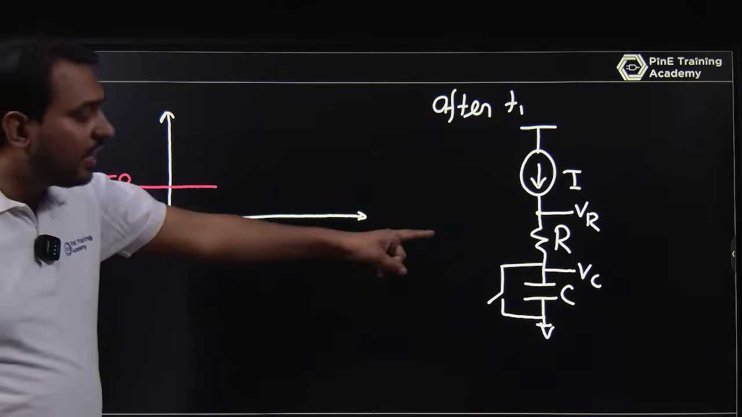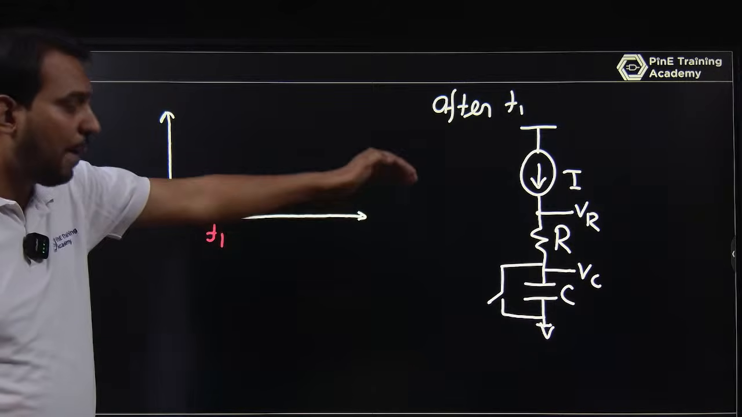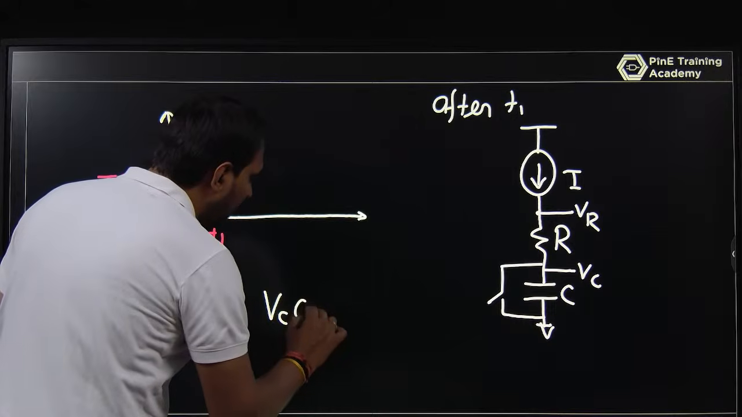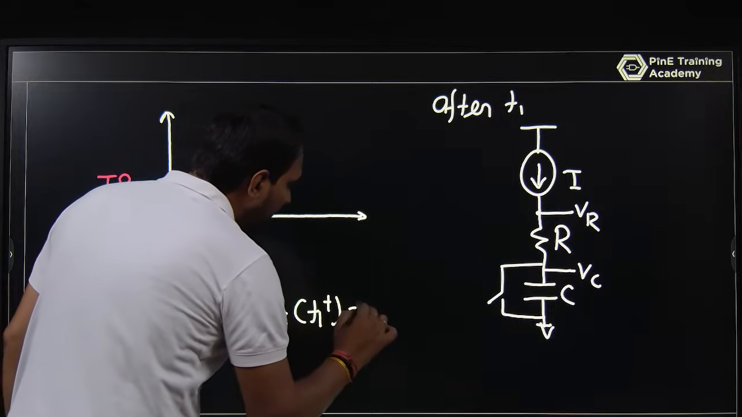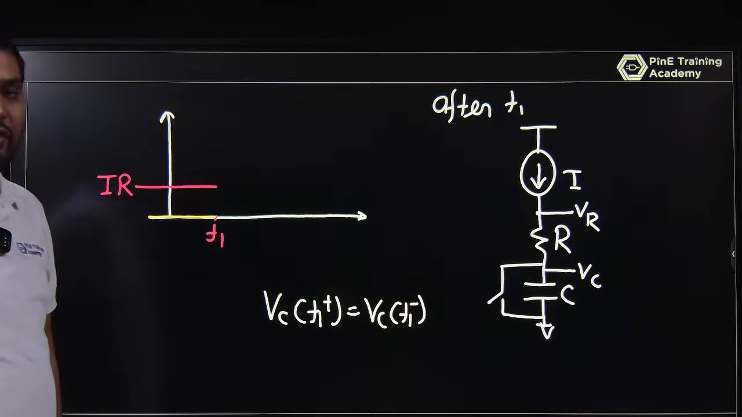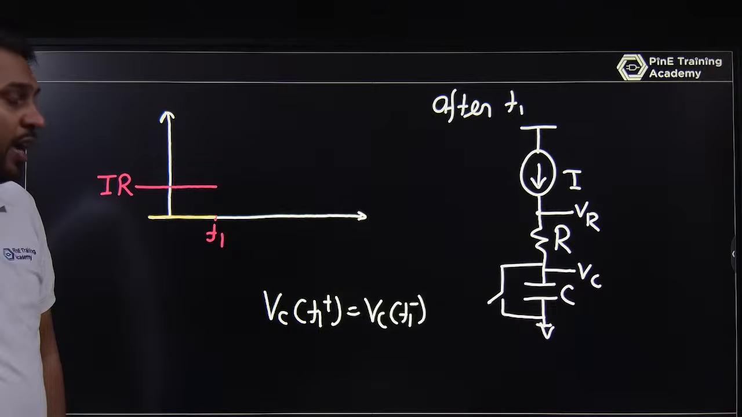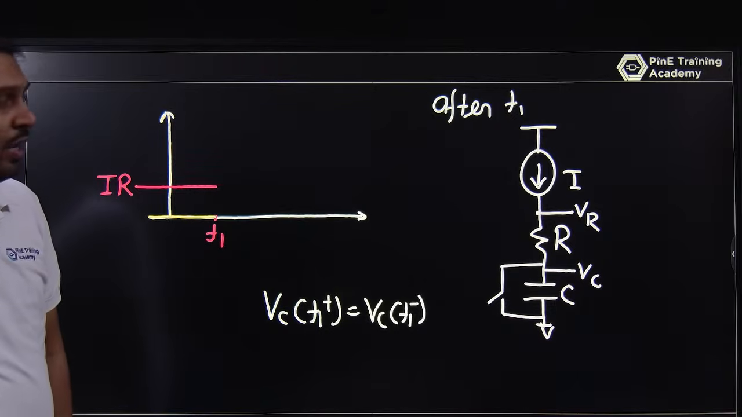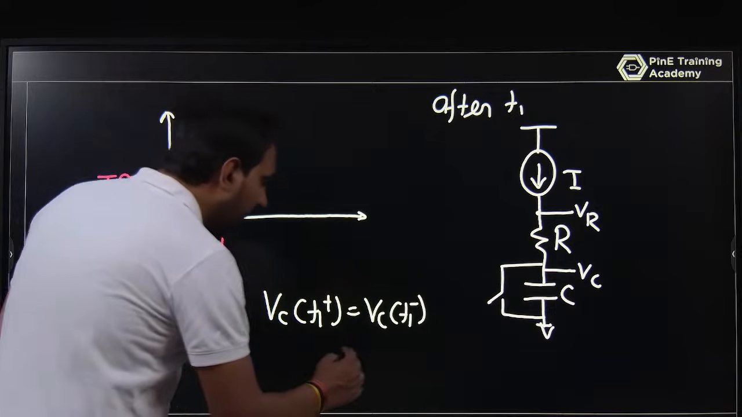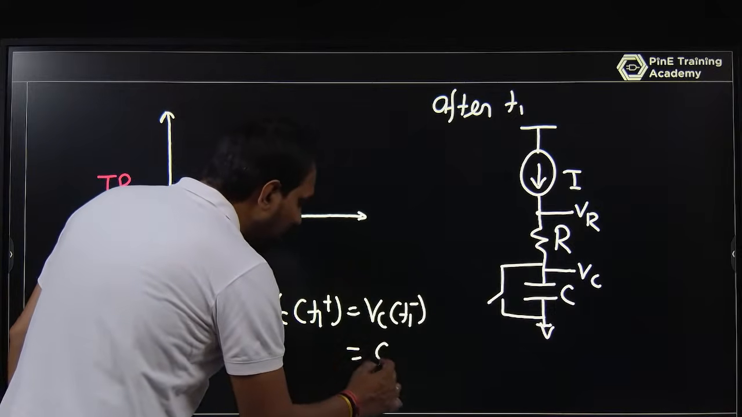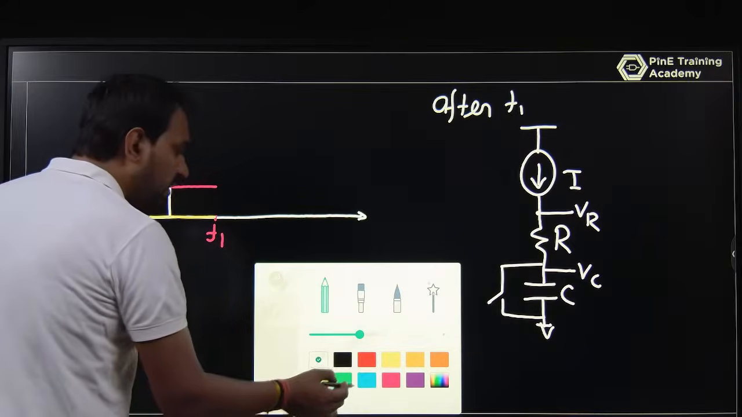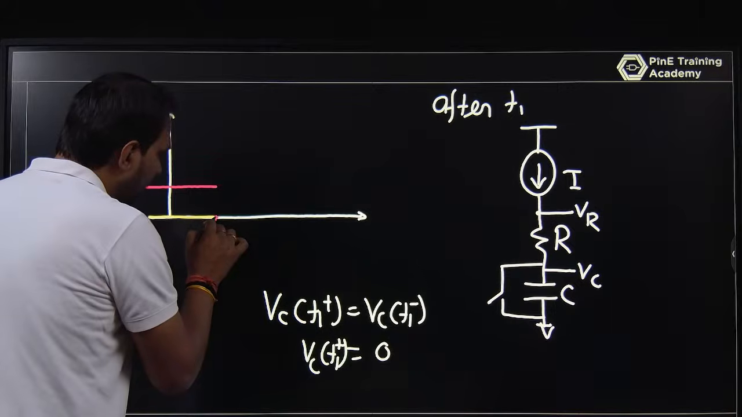And if the current is finite, as we know the capacitor current is finite, so I can say that VC at T1 plus is equal to VC at T1 minus. A capacitor does not allow a sudden change if and only if the current through the capacitor is finite. Before T1 it is 0, so it is maintained at T1 plus also. So at T1 plus also it will maintain at 0 only.